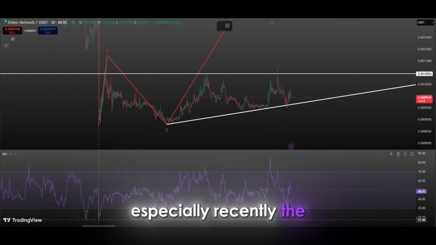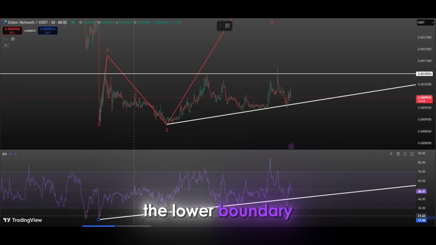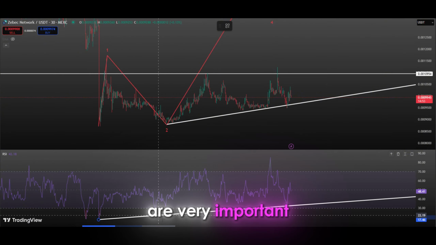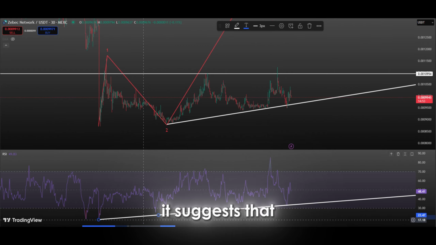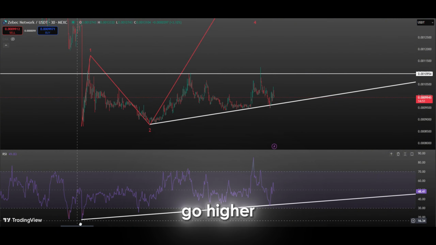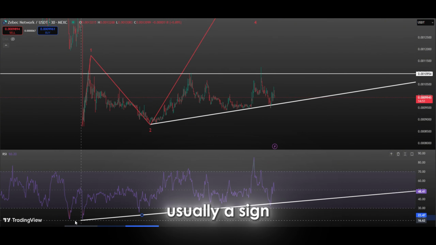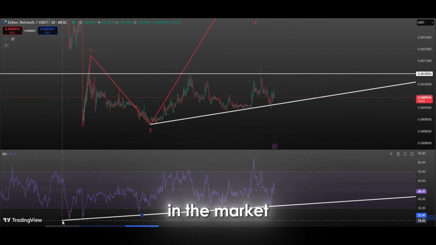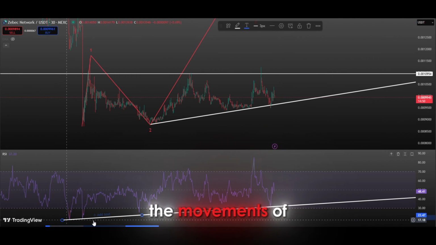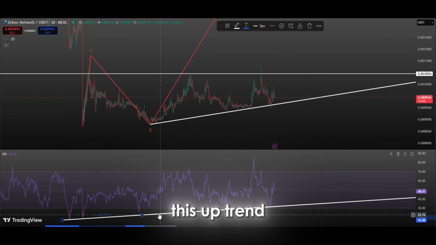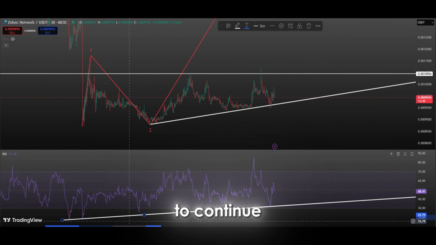Especially recently, the points where the RSI touches the lower boundary of the uptrend are very important. When the RSI reacts here, it suggests that the market has found support at these levels, and traders think that prices will go higher. Such movements are usually a sign that strong buyers are intervening in the market and sellers are fading. The movements of the RSI inside this uptrend emphasize that the price is still in an uptrend, with strong momentum for the trend to continue.